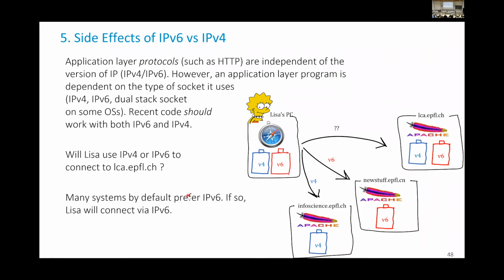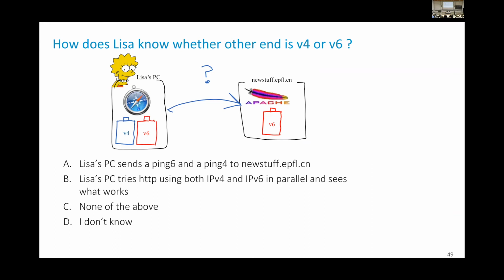Well, many systems by default prefer v6. So if that's the case, this system would connect to the v6 version of this server here. Sometimes systems, when they move from IPv4 to IPv6, create another copy of their website that works on IPv6, and they, at least for some time, maintain both here. So the question is, how will this machine know that it should go to that version of the website, the one that runs on IPv6? How do you believe that things happen?